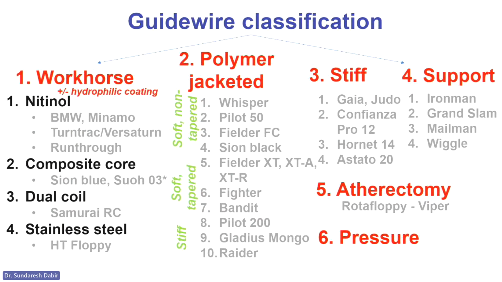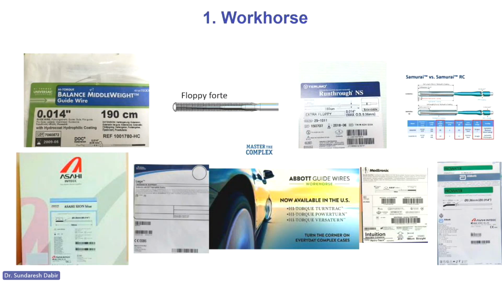Runthrough NS Floppy is 0.7, whereas higher wires, stiffer wires, which we use for CTO have tip load starting from 1.5 going all the way till even 4.59 grams is the maximum. Okay, so the standard workhorse wires: Balanced Middleweight is by Abbott. Then you have Runthrough, and then Cyan blue is also a workhorse wire, and then you have all the CTO wires. So workhorse wires are standard wires which we use routinely, and the tip load is less than 1. The specialty wires can be polymer jacketed, they have a higher tip load to pass heavier lesions. Okay.